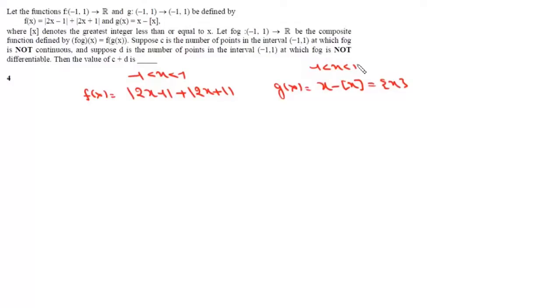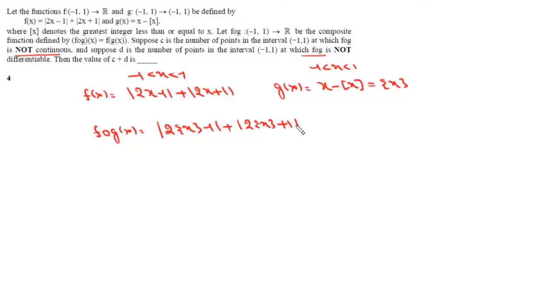Now suppose c is the number of points in the interval at which f of g(x) is not continuous, and suppose d is the number of points in the interval at which f of g is not differentiable, then find the value of c plus d. Now basically f of g(x) is two times fractional part of x minus 1, plus mod of 2 times fractional part of x plus 1.